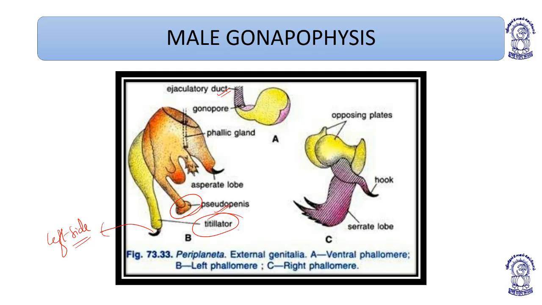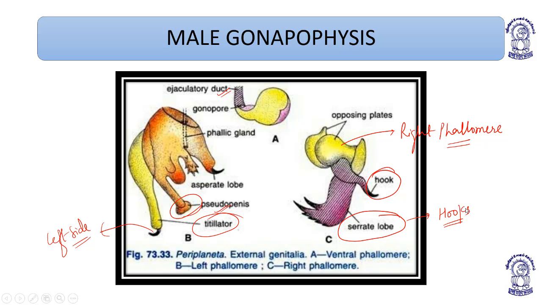Then these are the opposing plates of the right phallomere. These are the hooks present, and this is the serrate lobe. You can see the hooks attached to it. Understood?